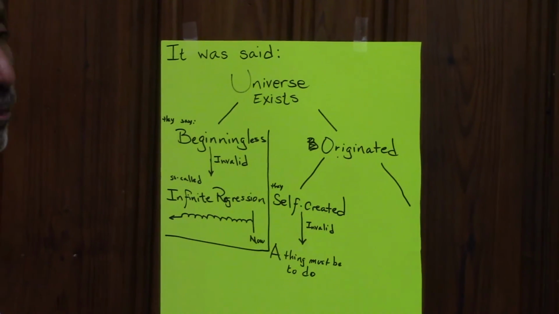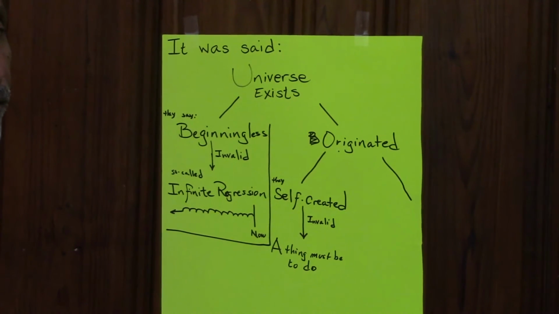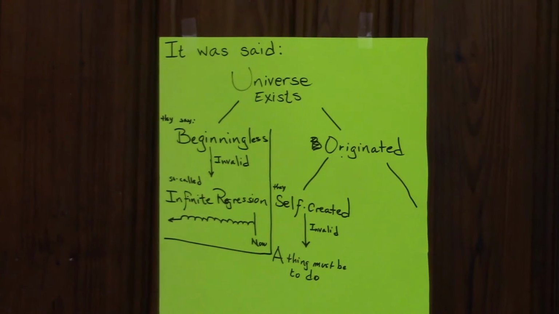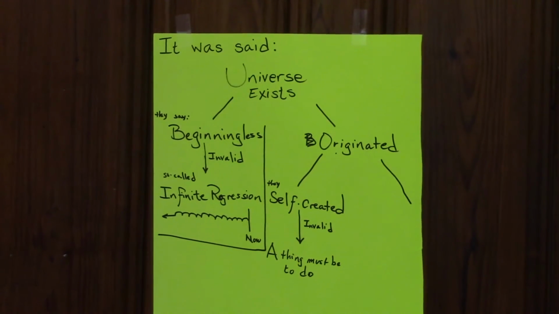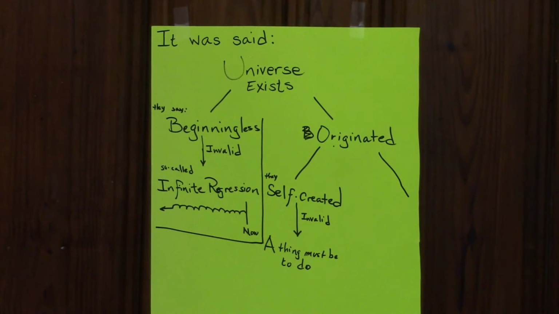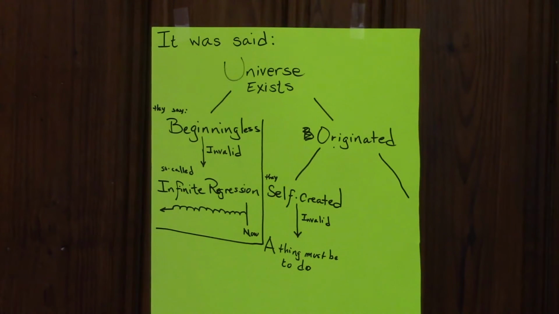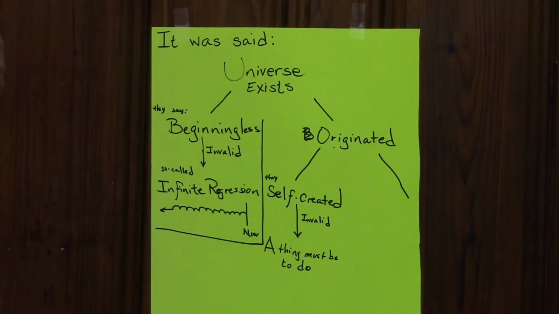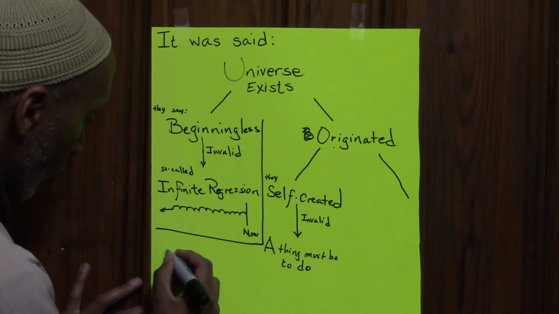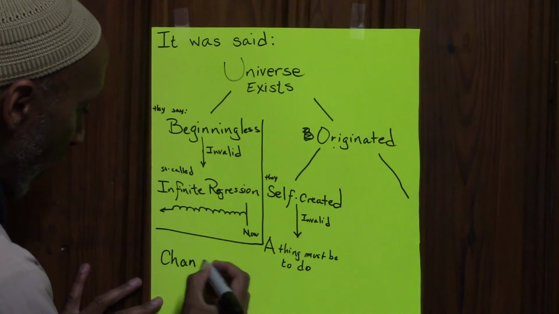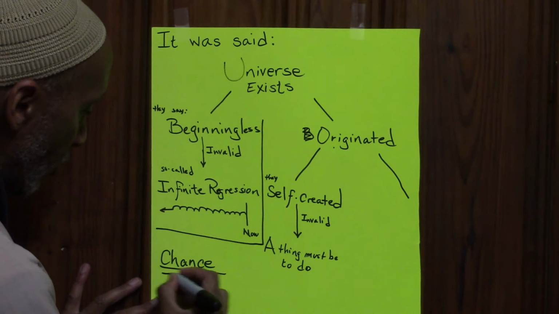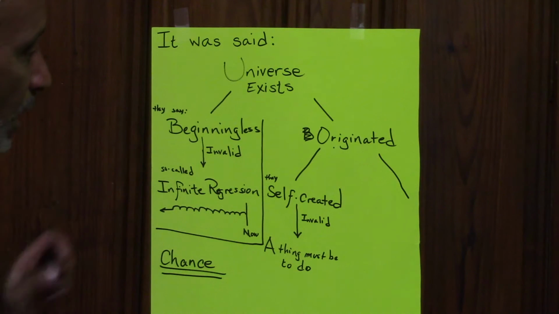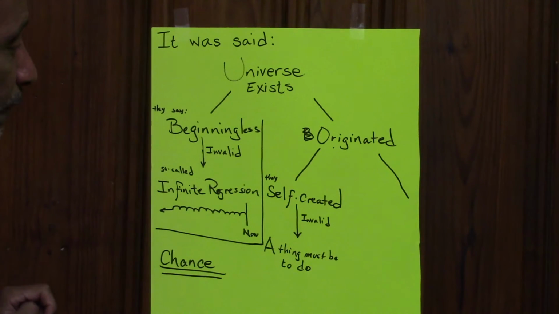A thing must be to do. Can the broke person give you $1 million? Why not? He doesn't have it. Okay, he doesn't have it. So how can he give something he doesn't have? How can the non-existent give something else existence? It can't. So we know that the self-created argument is what? Invalid. And we'll come back here later. We'll talk about the issue of chance, we'll come back to that inshallah, which is really related to being self-created, allegedly.